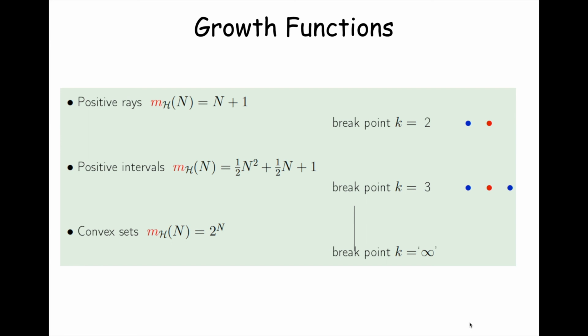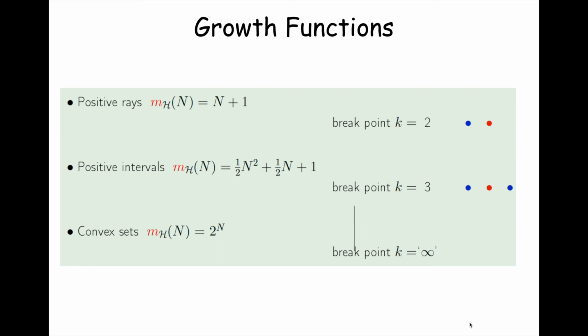Now when you plug in k equals 3, the upper bound on the number of dichotomies is 2 to the 3, which is 8. If we plug 3 into the growth function, the maximum number of dichotomies produced by the positive intervals hypothesis set, that's 9 over 2, which is 4.5, plus 1.5 is 6, plus 1 is 7. It can only produce 7, right? It can't produce all 8. So therefore, it breaks at k equals 3. So the breakpoint of positive intervals is 3.